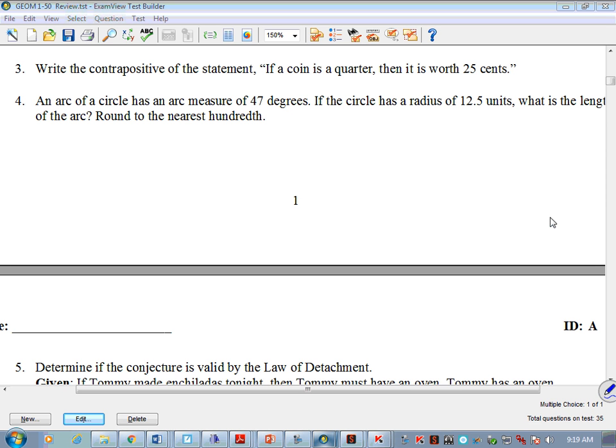Can you tell me what the formula for arc length is? All of like 5 people are going to watch that video, so I wouldn't worry about it. Arc length, who can tell me? 2 pi r.